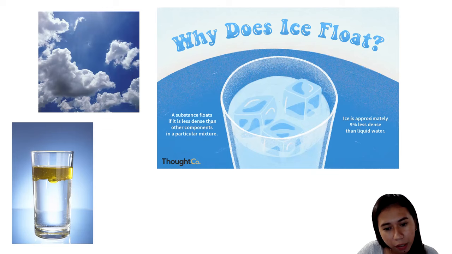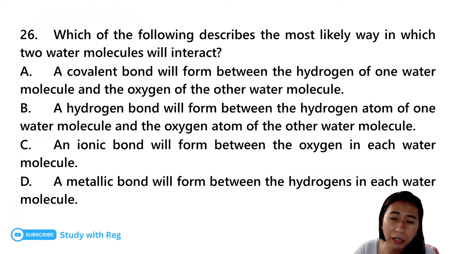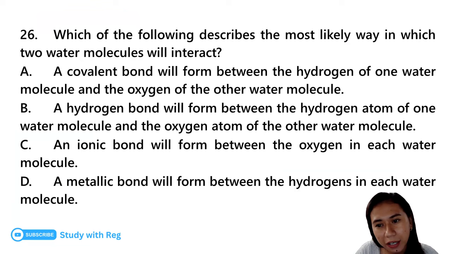Which of the following describes the most likely way in which two water molecules will interact? Oh, it's about water na ito. Grabe naman itong sikaras. Marami talagang tanong about water. Okay, a covalent bond will form between the hydrogen of one water molecule and the oxygen of the other water molecule. Or letter B, the hydrogen bond will form between the hydrogen atoms of one water molecule and the oxygen atom of the other water molecule.